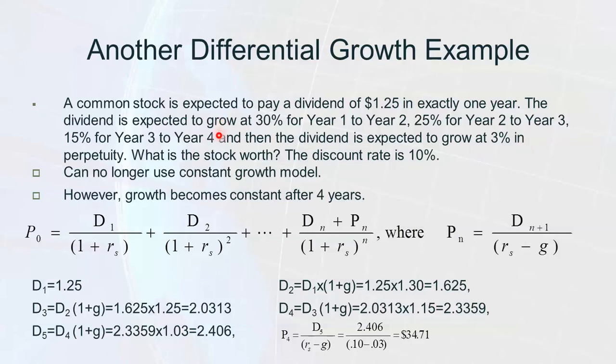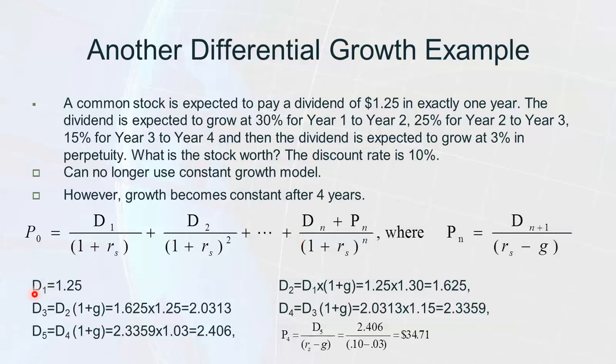So if you solve this problem from backward, so let's look at this one here, from 3 to 4, and then after year 4 the dividend is constant, right? So your Pn, P4, equals dividend 5 divided by Rs minus g. That's gonna give you the stock price at year 4. Okay, so that's the key.